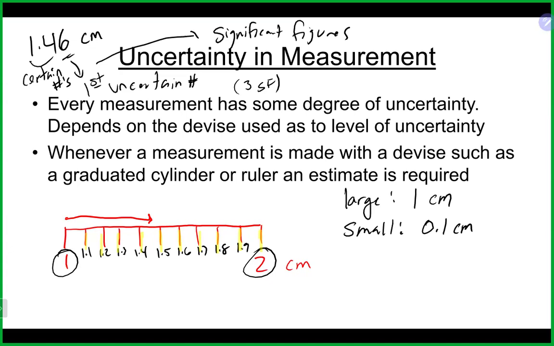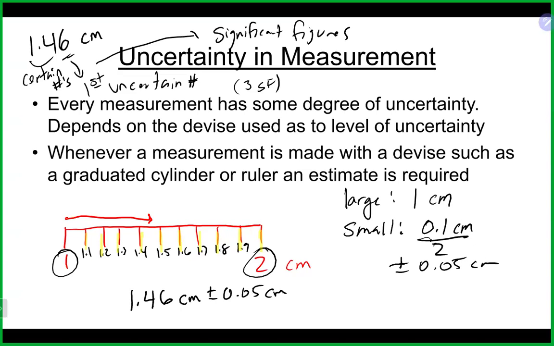Now, you can also find the uncertainty in the measurement by taking the smallest markings and dividing it by 2. If you take the smallest markings and divide it by 2, you will end up with plus or minus 0.05 centimeters, right? That basically means that sometimes people will record this as 1.46 centimeters plus or minus 0.05 centimeters.